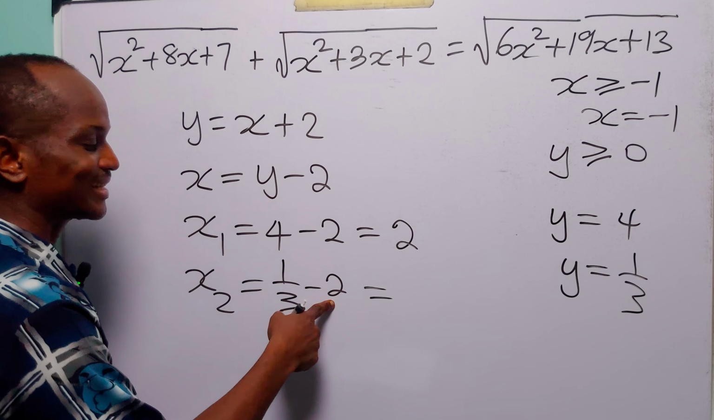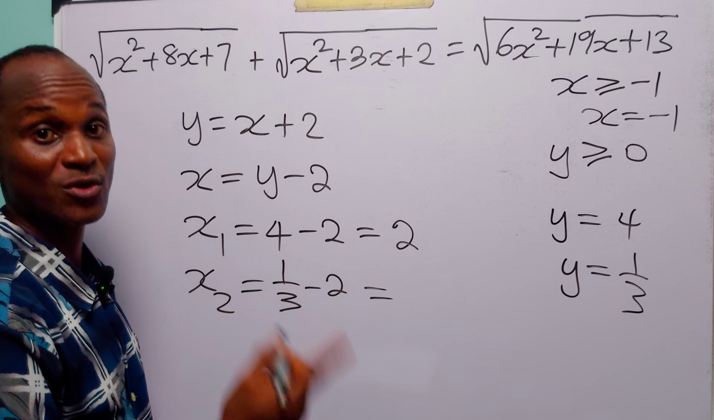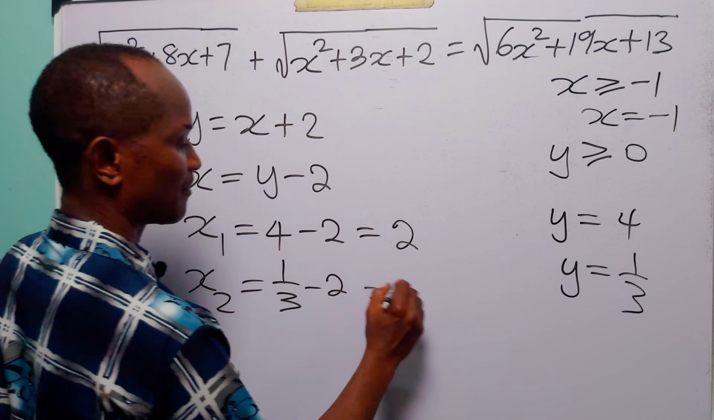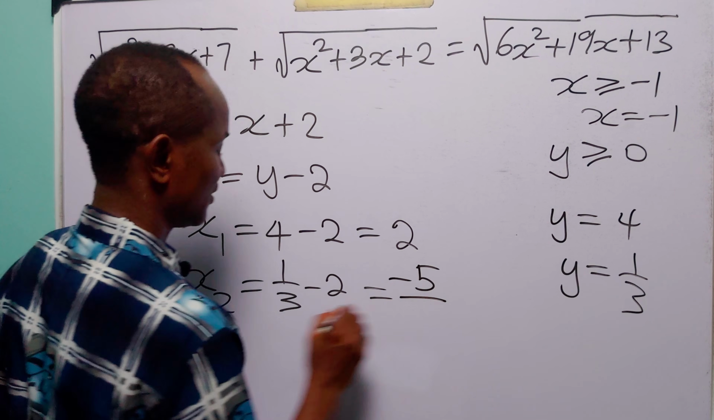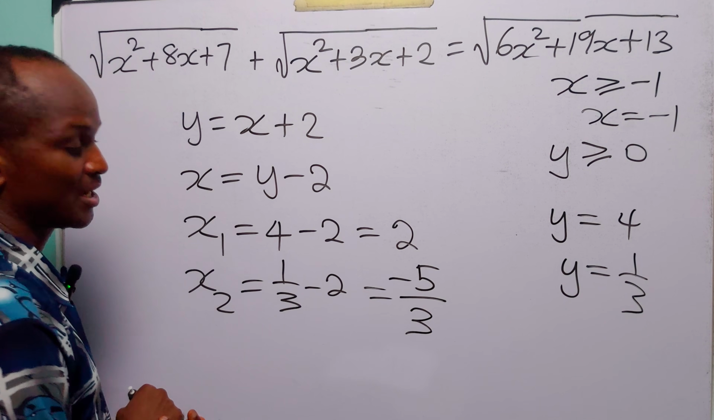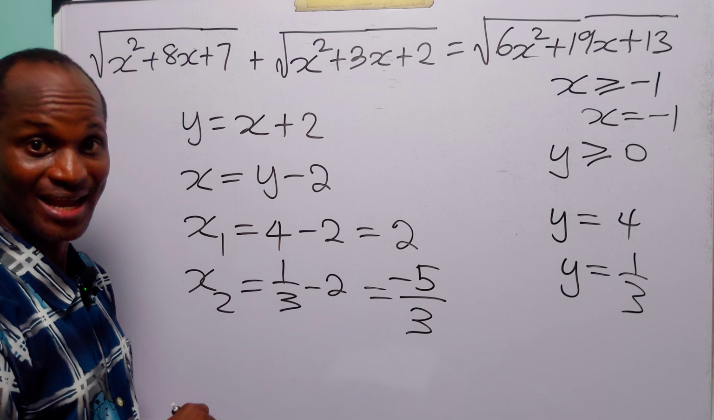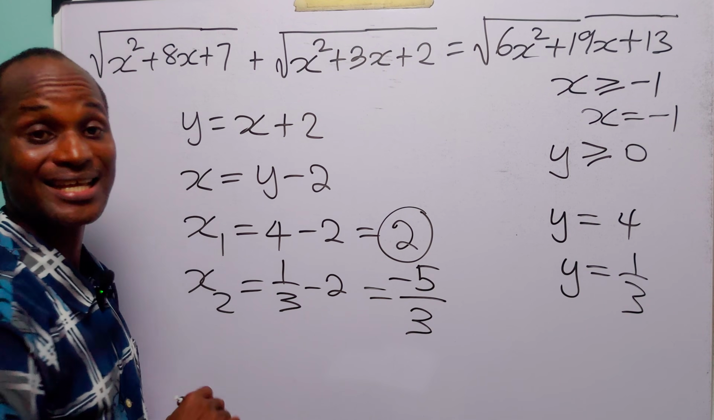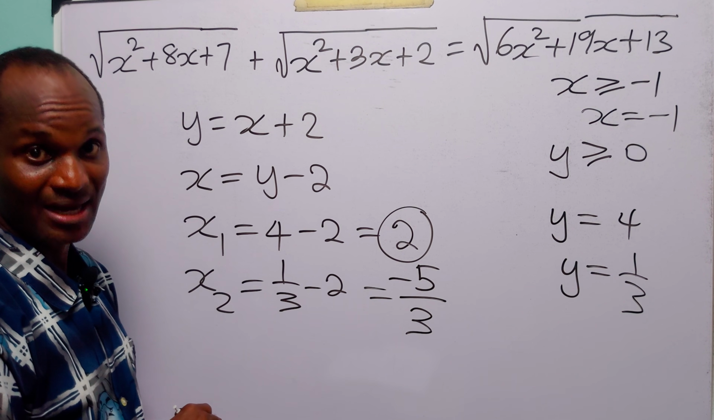2. Now, 3 times minus 2 is minus 6. Minus 6 plus 1 is minus 5. Of course, we have 3. So now we have two more values of x. We have that x is equal to 2 and that x is equal to minus 5 over 3.